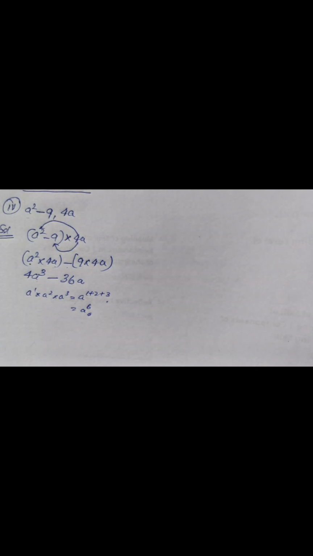So why have we written a square into a as a cube? We already know the formula: a raised to 2 into a raised to 1 is a raised to 2 plus 1, that is a cube. This is the method that we use to write this. So the answer is 4a cube minus 36a.